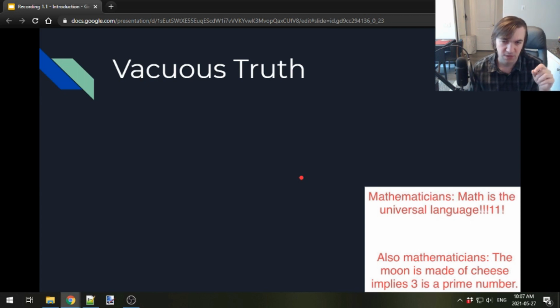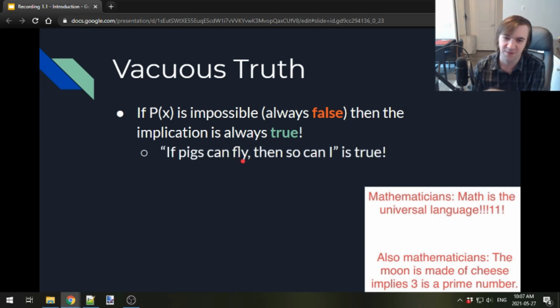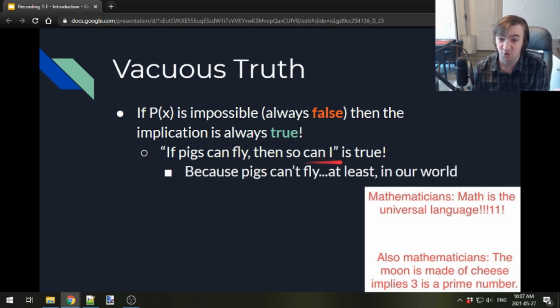Now, this leads us to the idea of vacuous truth. If p of x, the thing that we're saying, if this, then this, is impossible, then the implication actually is always true. And there's a really handy rhyme that I usually use to remind myself of this, which is, if pigs can fly, then so can I. Now, the reason that this is true is because since pigs can't fly, at least in the world that we live in, then I can make any claim based off of that, right?